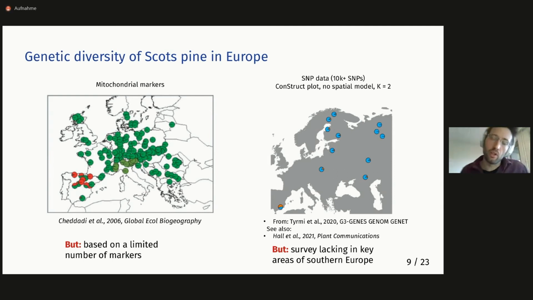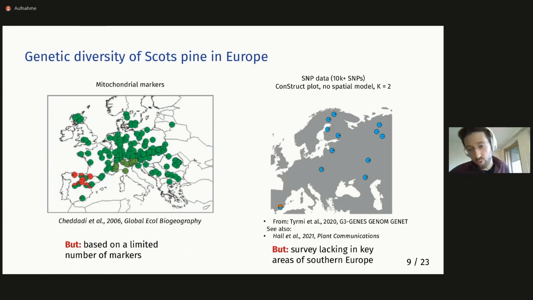So here is an illustration of what has been done by Chedly et al. in 2020, looking at genetic diversity across more than 10,000 SNPs in Europe. And you can see that there is very little genetic structure across the sampled populations. However, you can see also that in the south, the Spanish population seems a bit divergent from the remaining populations.